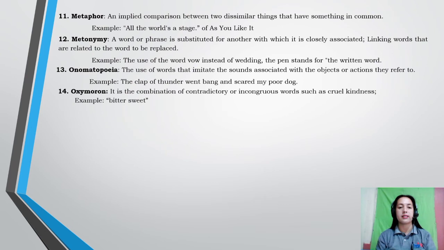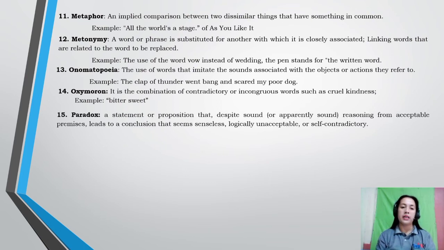Okay, next. Oxymoron. It is the combination of contradictory or incongruous words such as cruel kindness. Kindness is gentle, but here it is cruel. Bittersweet. This is a bittersweet success for me. Sweet and bitter, you combined the two. Okay, what else? Deafening silence. Silence, but deafening. Those are oxymorons.